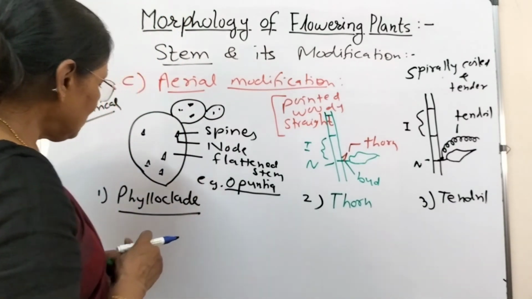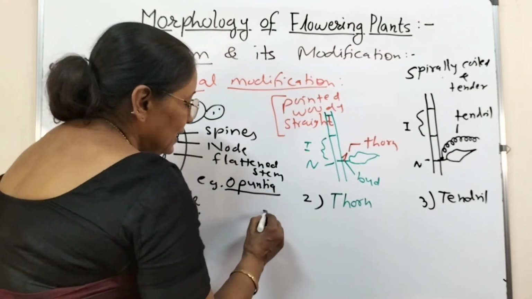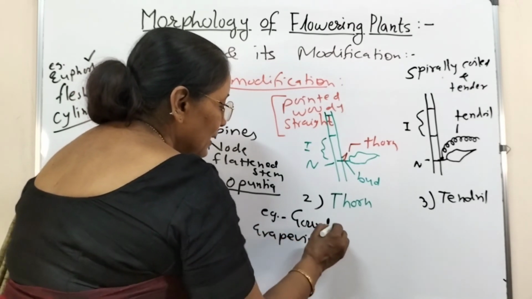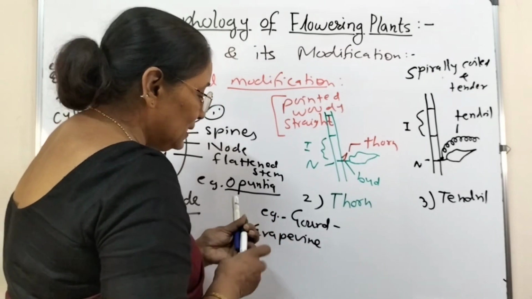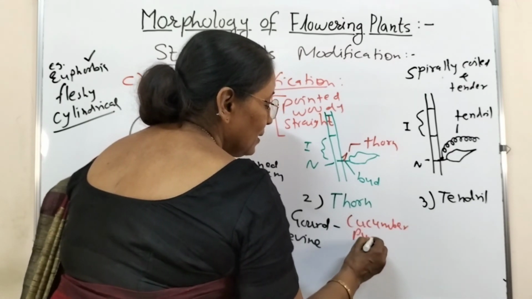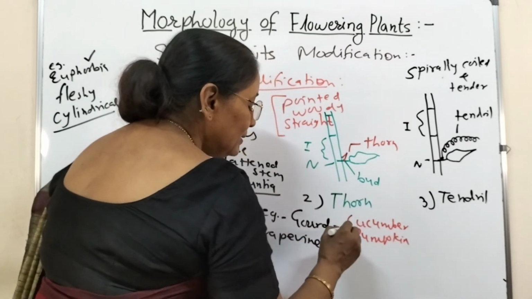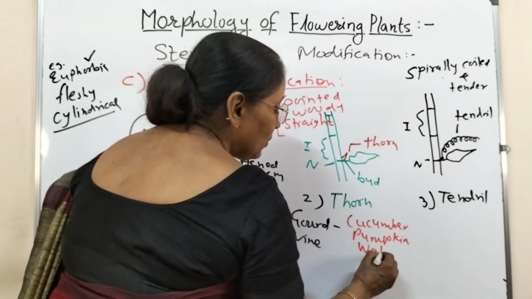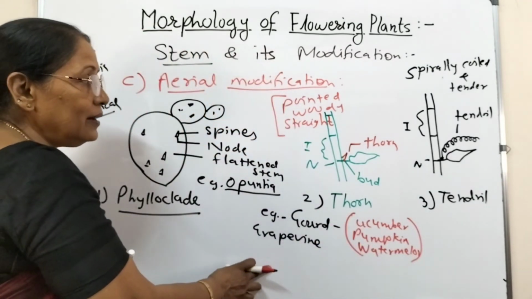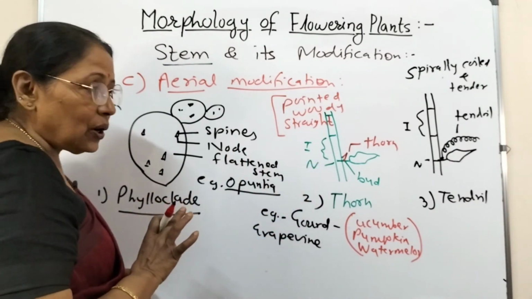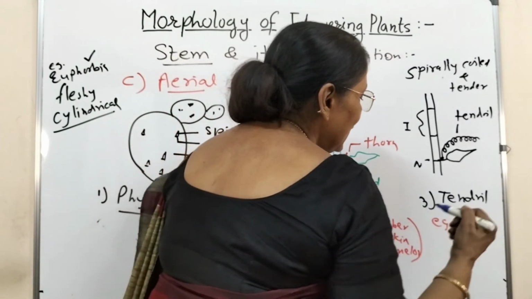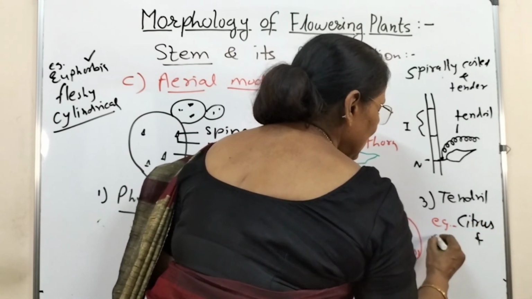I have not given examples for tendril and thorn yet. In case of tendril, the examples are the gourd and the grapevine. You can take many examples from gourd. The cucumber is also gourd. Then pumpkin is also a gourd, and watermelon, it is also a gourd. So in these three which come under gourd and in the grapevine, you will find the modification of stem into tendril. For thorn, the examples are citrus and bougainvillea.